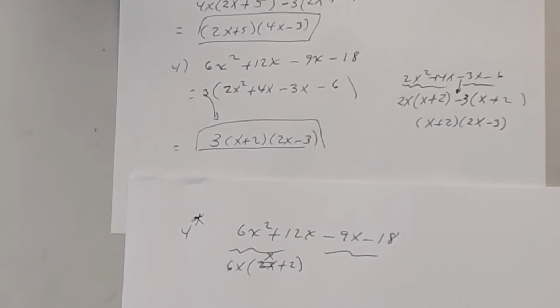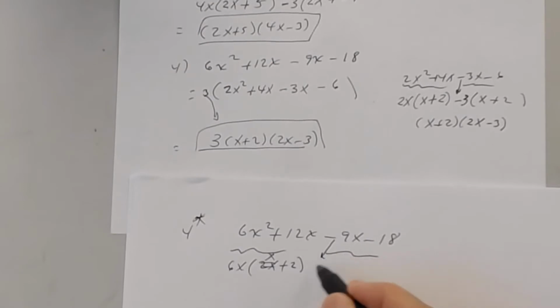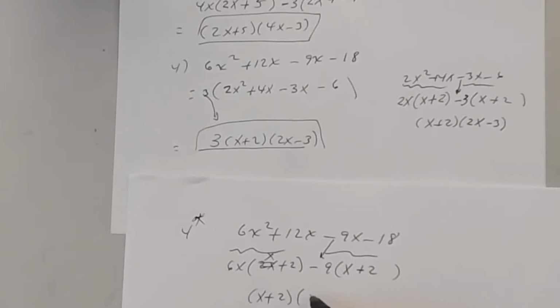From the second group, what can you factor out? Negative 9. Negative 9 times what is negative 9x? x. Negative 9 times what is a negative 18? Positive 2, right? Notice these two things are the same. So I get x plus 2 times what? Times 6x minus 9. All right, so that's where I'm at.